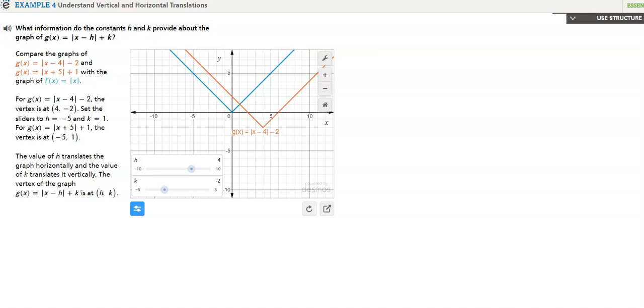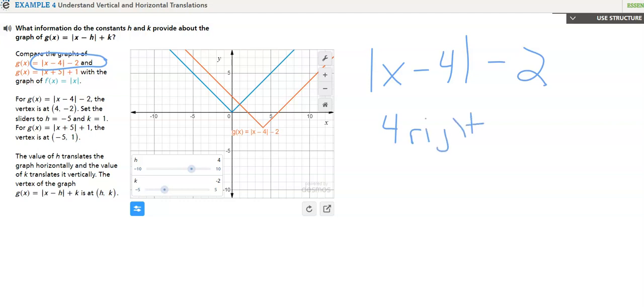compare the graphs to the parent function. So I have X minus 4, which remember, that's going to be opposite. So X minus 4, minus 2. So this is going to move 4 to the right. Should have had her type this. And down, use arrows, 2. Okay, and you can look at that red graph. It moved 4 units. The vertex was originally at 0, 0, the parent function. It moved 4 units right, 2 down.